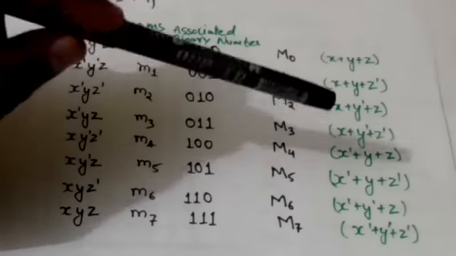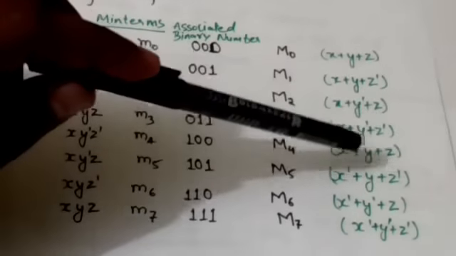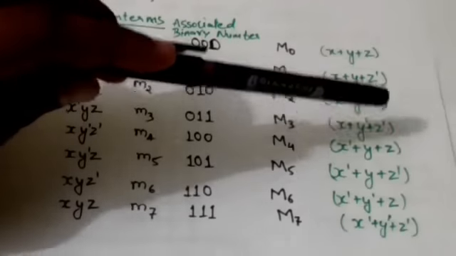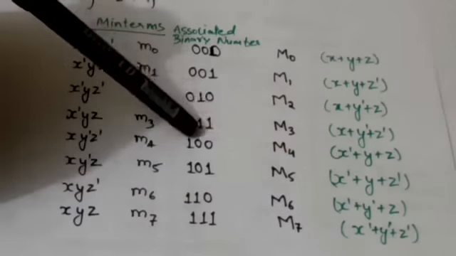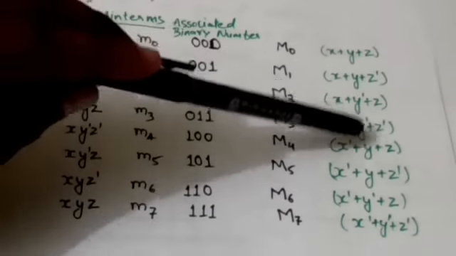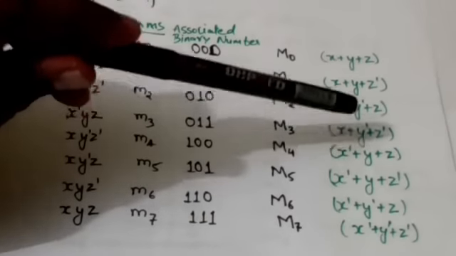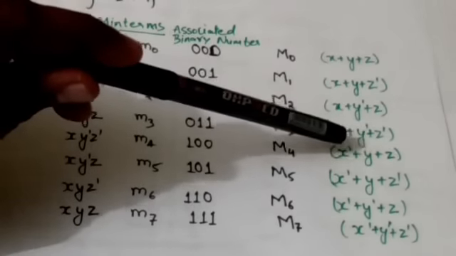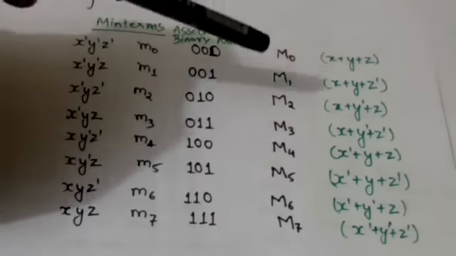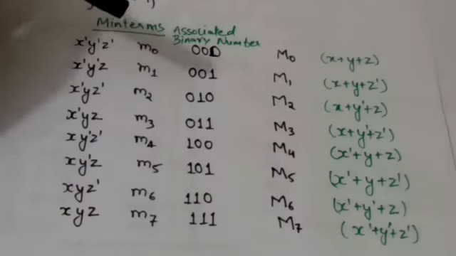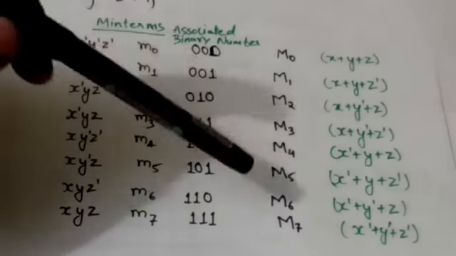Now, if the variable exists in its normal form, then the bit corresponding to that variable will be 0. If the variable exists in its complement form, then the bit corresponding to that variable will be 1. So it is almost the opposite of what it was in the case of minterms.